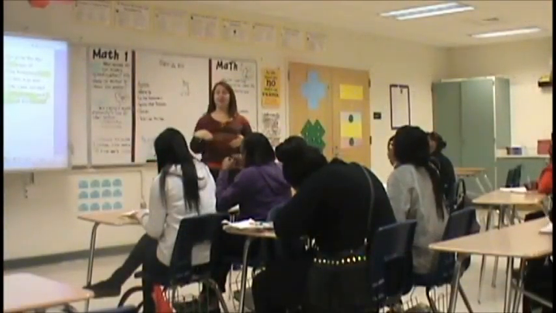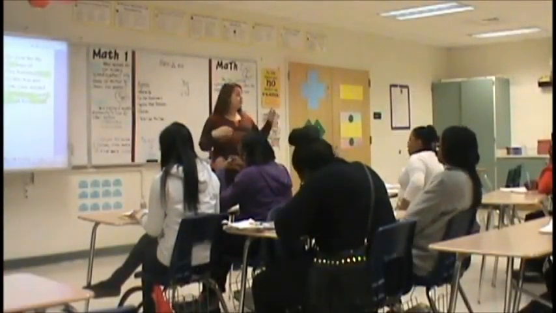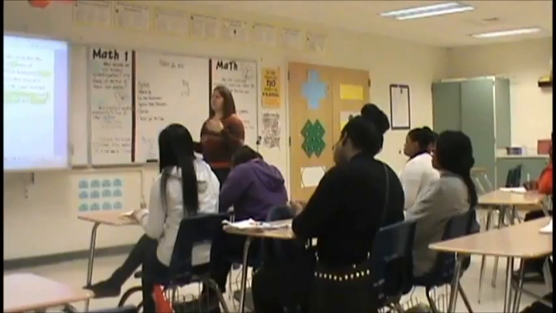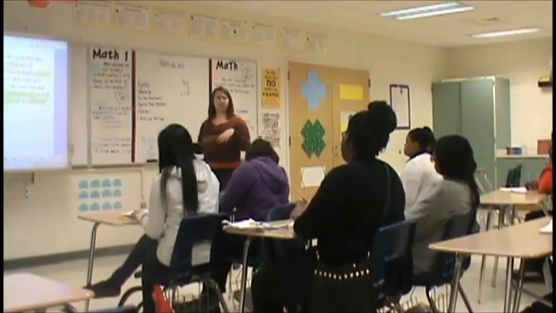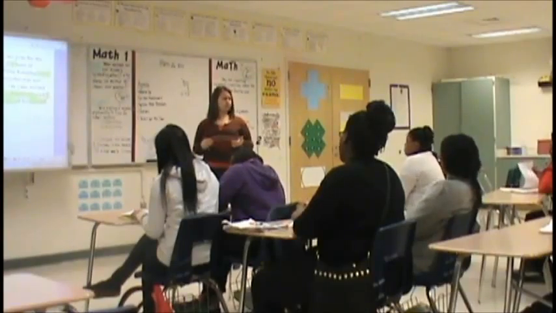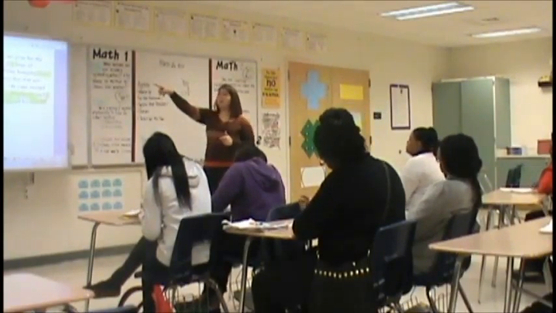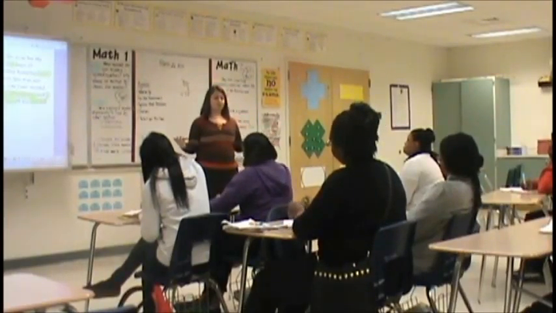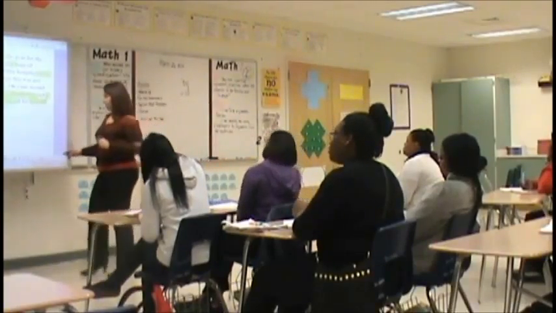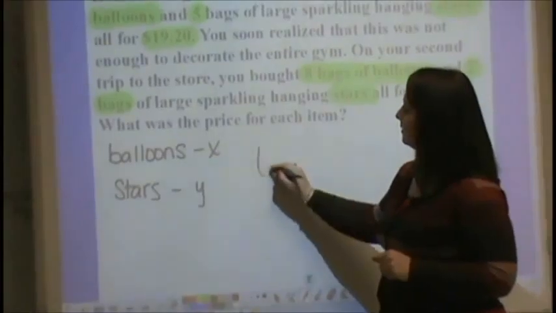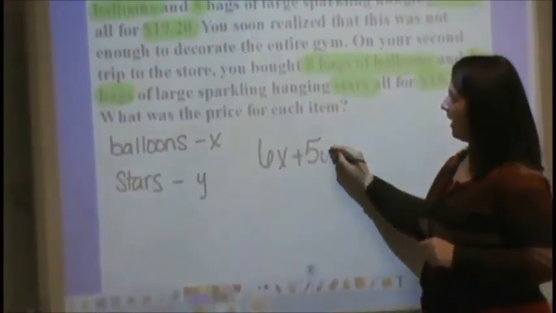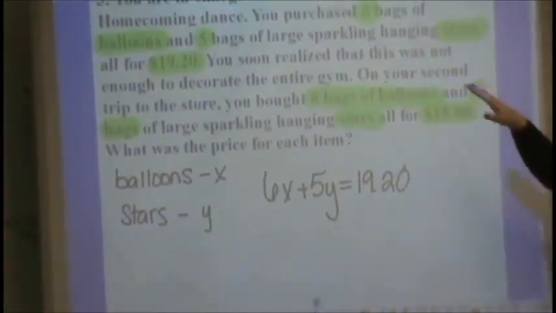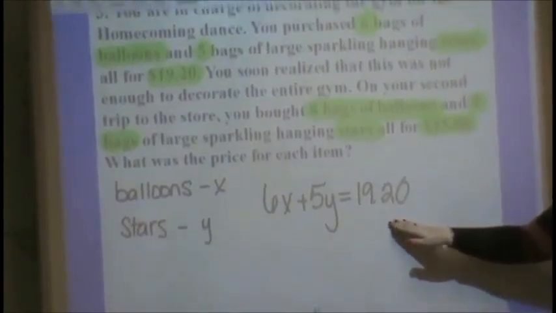This one's going to be different than the last one. Because the last one we put all the money in one equation, right? And then we put the tickets in another equation. Well, if I put all of the balloons in one and the stars in another, am I going to have 2 different variables? No. This one, pretty much the way it's written, is how you're going to set up your equation. Because you went to the store and bought some stuff, right? So what are my 2 equations going to be? 6x plus 5y equals 19.20. The way we read it is pretty much the way we wrote it, but pay attention.